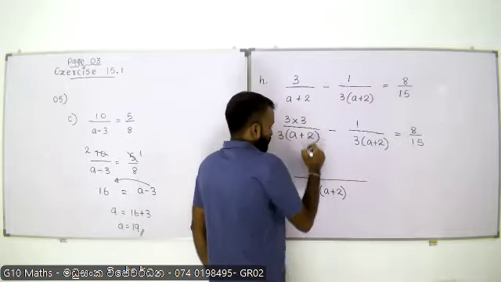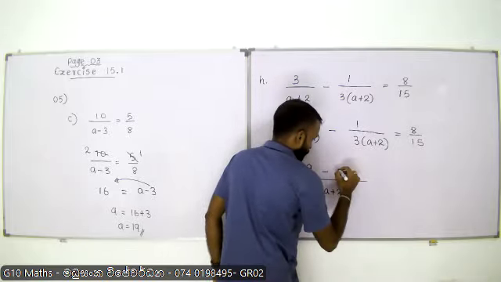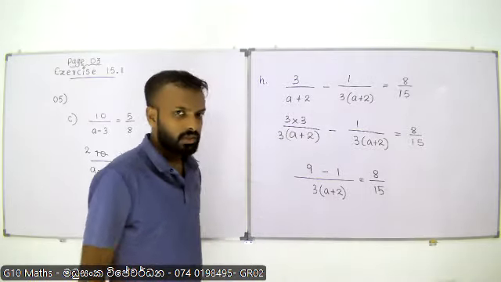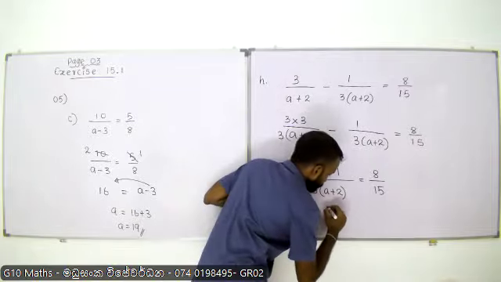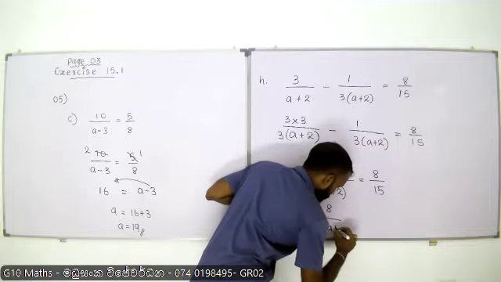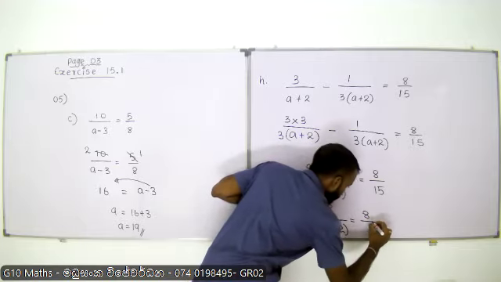Right? 3 times 3, 9 minus 1 is equal to 8/50. Right? 9 minus 1, 8. 3 times a plus 2 equals 8 times 50. So 8/50. Correct? 8, 3, 50.